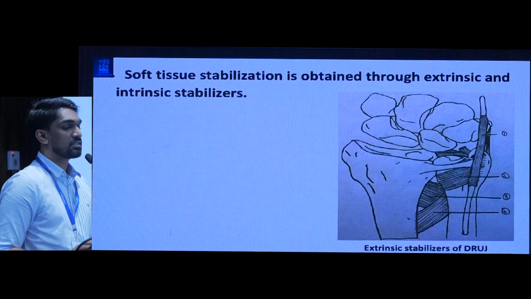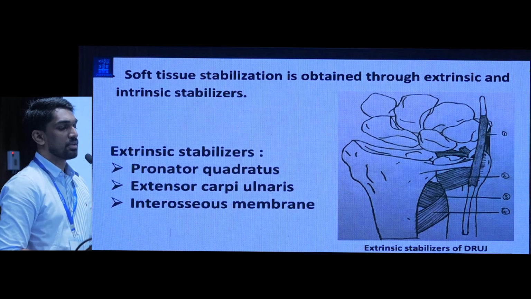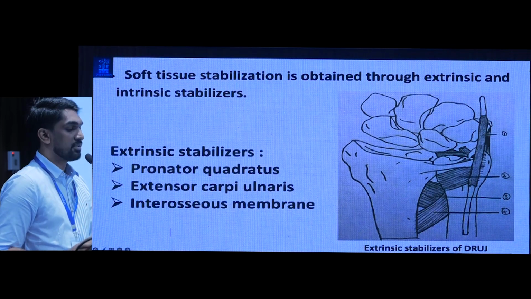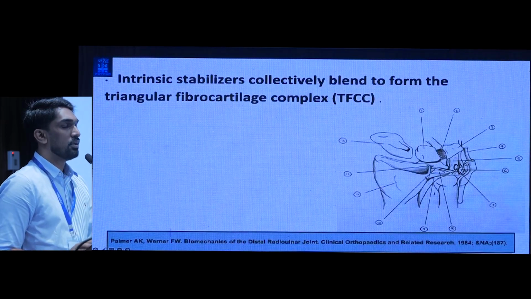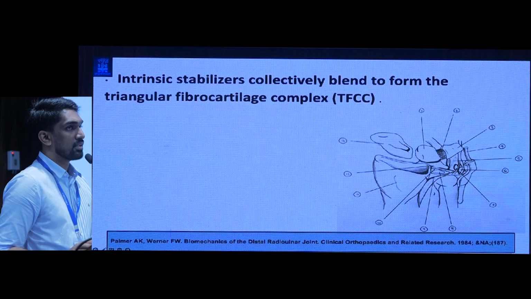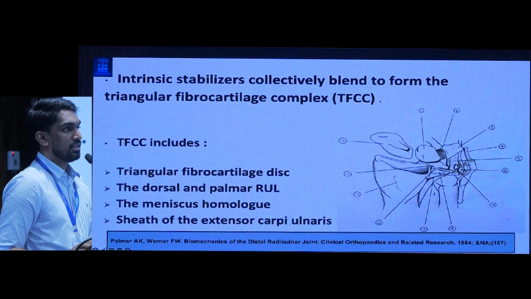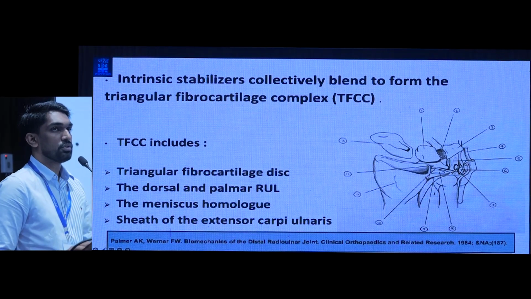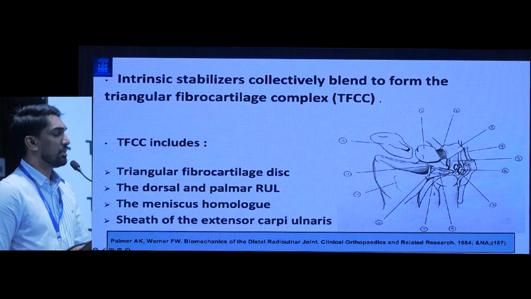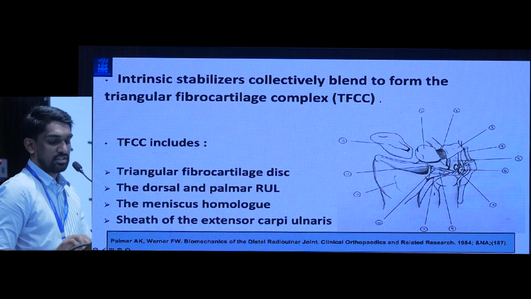That is mainly the extrinsic stabilizers and the intrinsic stabilizers. The extrinsic, as you can see, are the pronator quadratus muscle, the extensor carpi ulnaris, and the interosseous membrane, and the intrinsic stabilizers together form the triangular fibrocartilaginous complex, which includes the TFCC, the dorsal and palmar radioulnar ligaments, the meniscal homologue and the sheath of ECU. As we have already said, there is only a minimal component from the osseous anatomy.